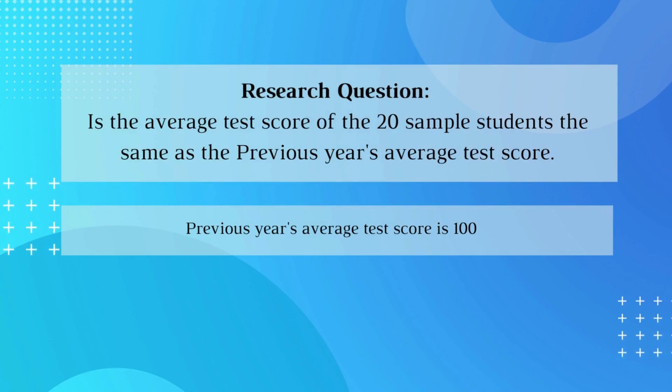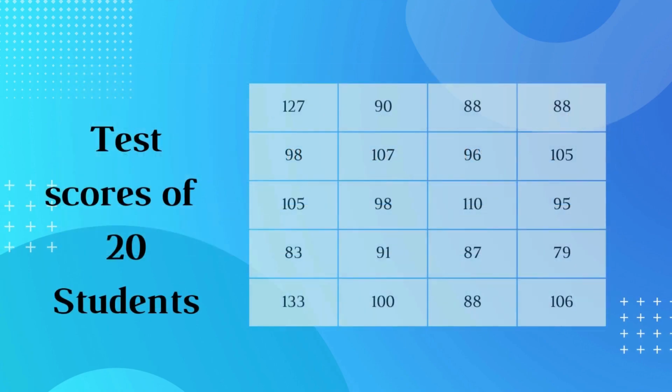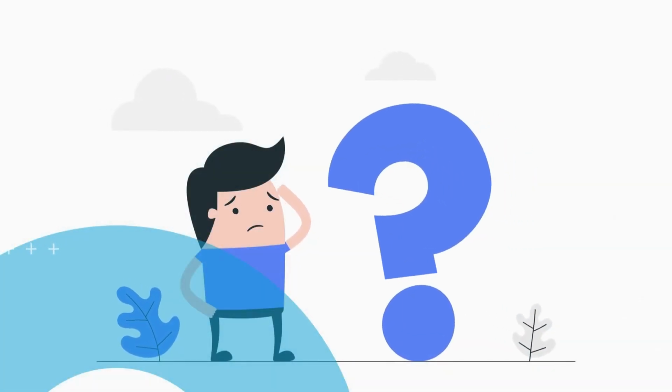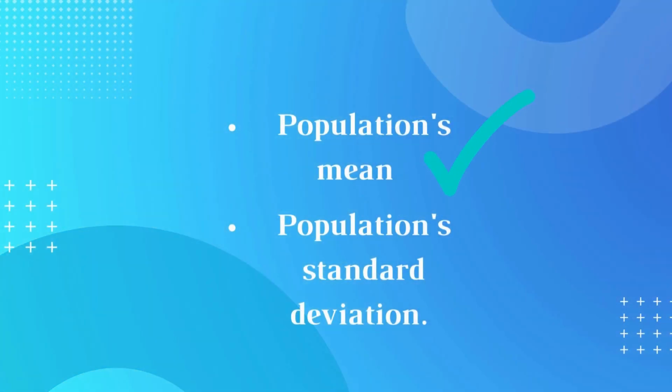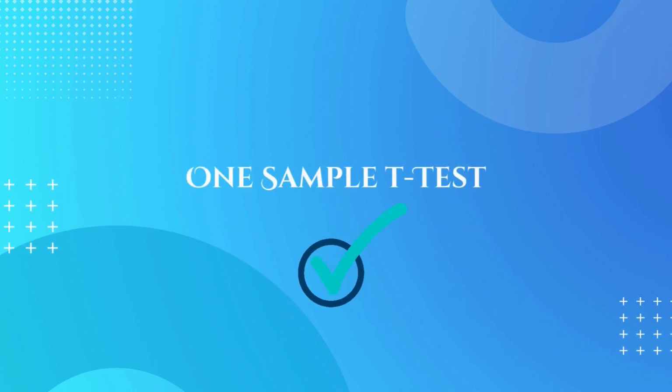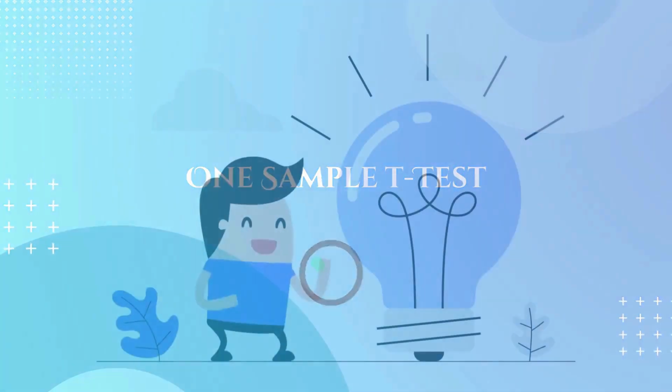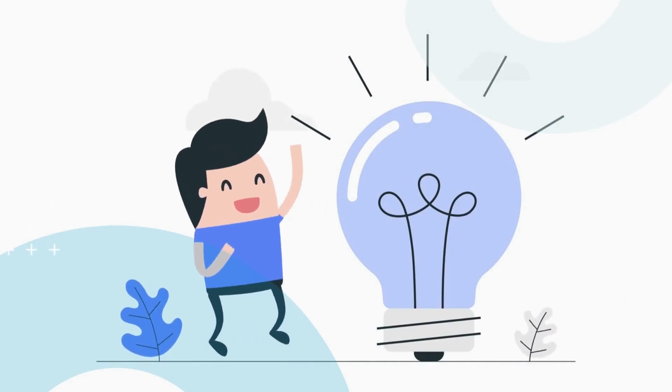The research question is: is the average test score of the 20 sample students the same as the previous year's average test score? We are given that the previous year's average test score is 100. We can see the data set of the 20 students' test scores. So now the question is, which hypothesis test should we use? Well, we have the population mean, but do we have the population standard deviation? No, we do not have the population standard deviation. Okay, so now we know that we must use the one sample t-test as the population standard deviation is unknown.